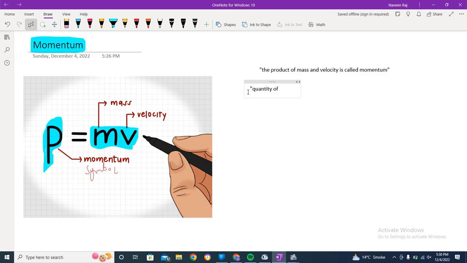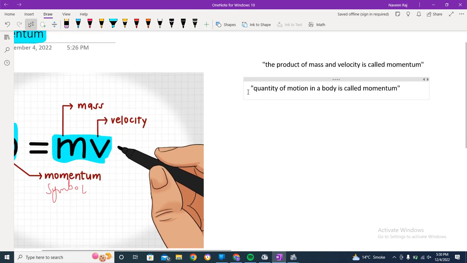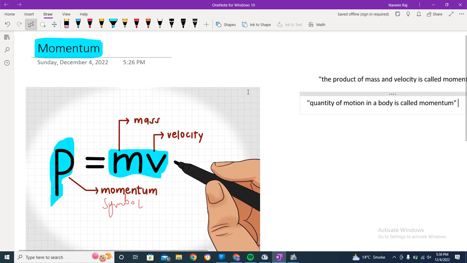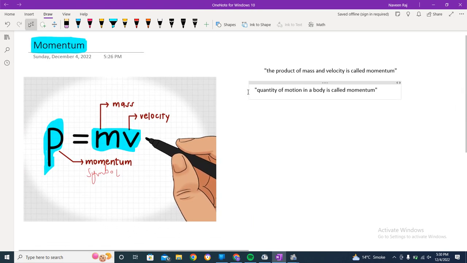Quantity of motion in a body is called momentum, right? The product of mass and velocity will give us some value, and that value will show the amount of motion in that body. So this is kind of interesting, right?